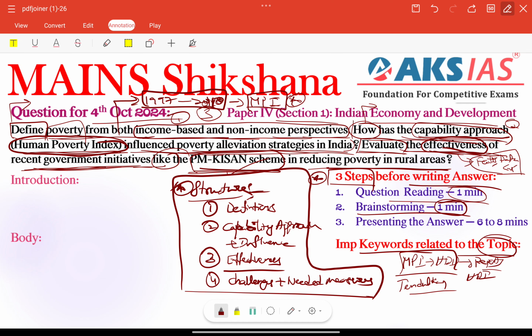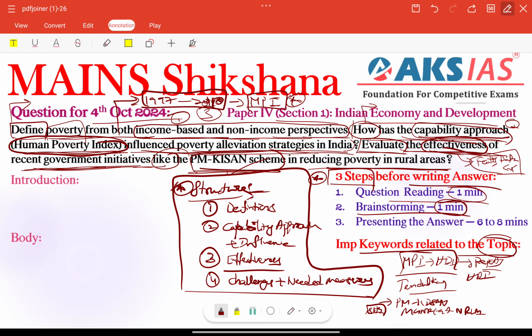Other than that, we need to include some schemes, like whatever we have given in the question, PM Kisan. Other than that, we have MGNREGA, right? Different schemes need to be included here. National Rural Livelihood Mission, etc., we have, right? Other than that, we have some important information regarding SHGs, self-help groups, right? Other than that, NITI Aayog's important index or indices need to be included here.